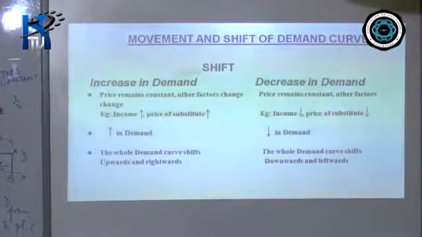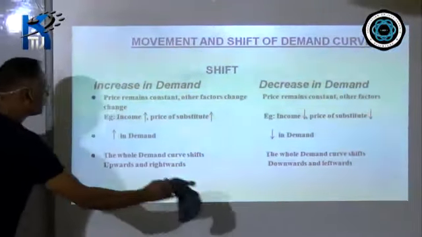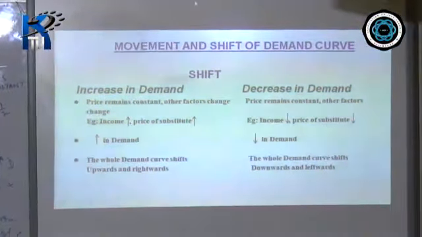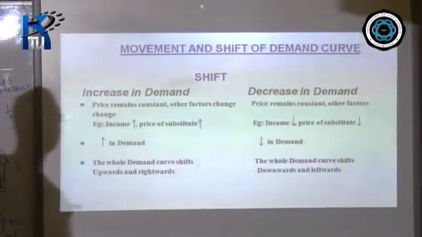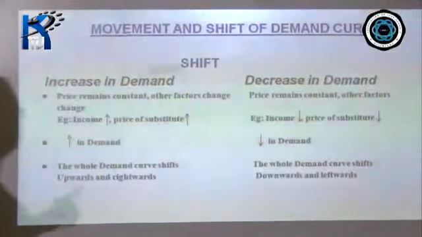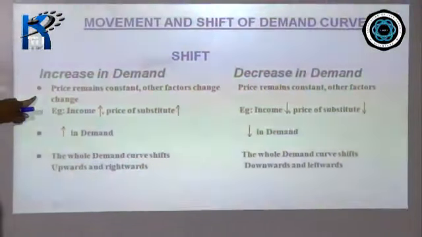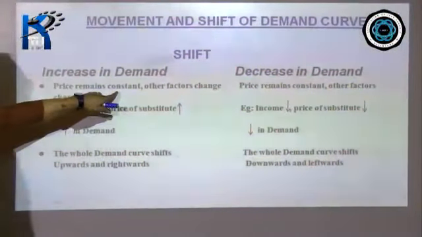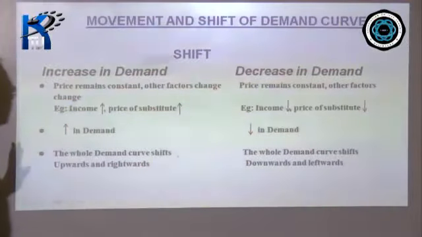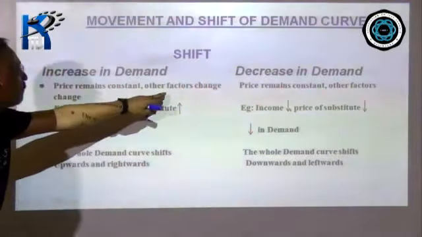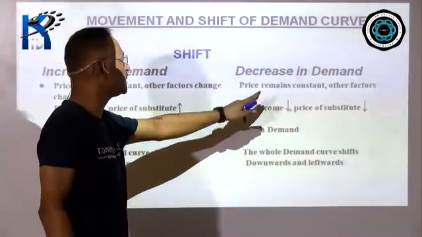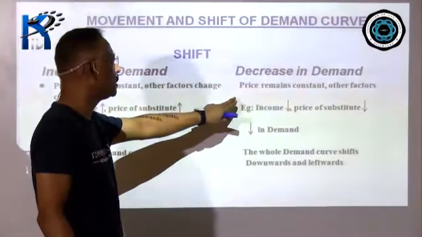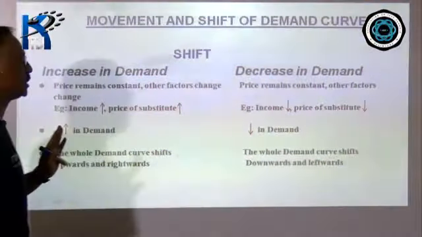We come to shift. If you look at shift, you can see there's increase in demand and decrease in demand. The first thing you will notice is price will remain same. There is no change in the price, but other factors can change. Decrease also in demand, price same. There is no change in the price of the good, but other factors will change.